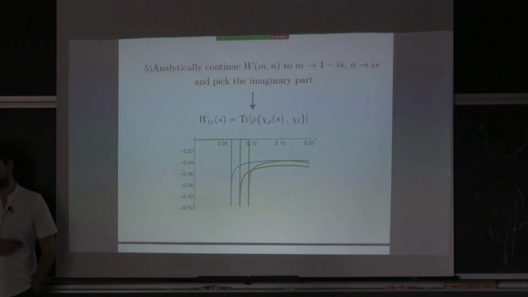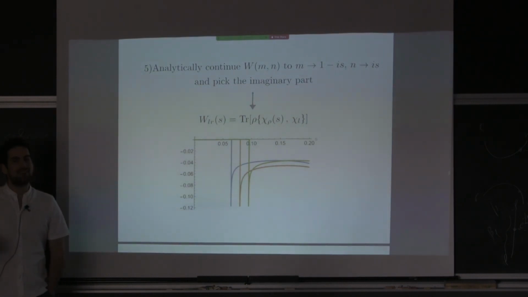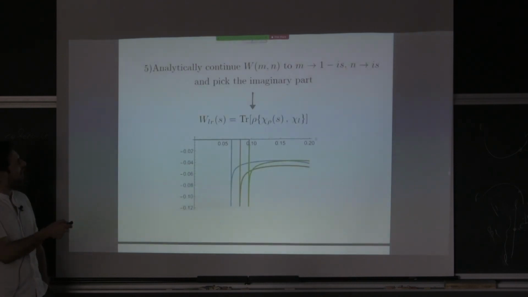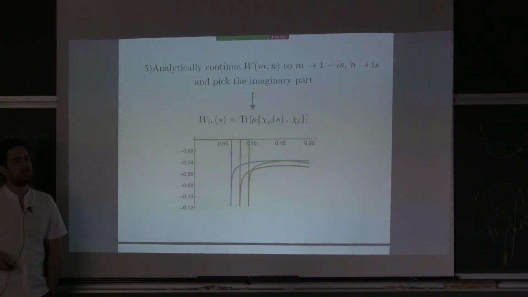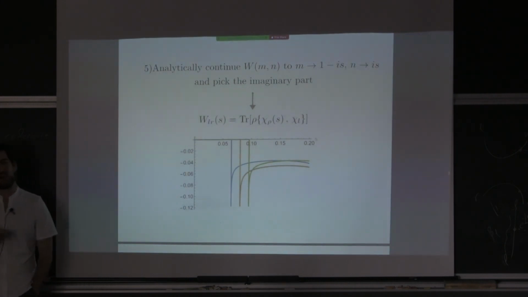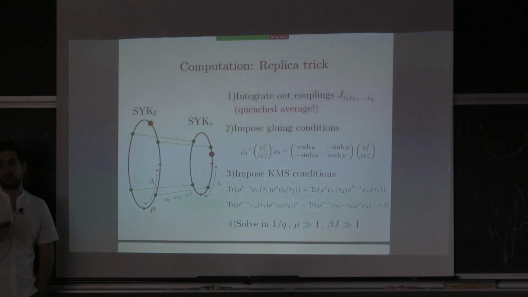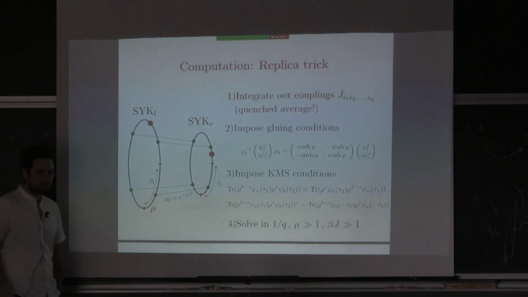1 over Q is a technical convenience. Numerics are tricky because, remember, there is an analytic continuation you're supposed to do at the end. You can use numerics to compute the Euclidean correlator that I have here, but to compute the analytic continuation, you're on your own. That's why it was important to work in a regime where we have analytic control over this.